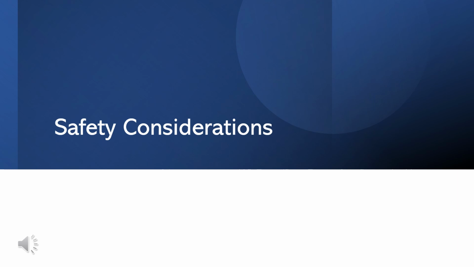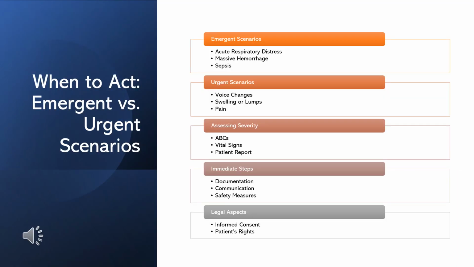Safety considerations. Let's take a second to clarify the difference between emergent and urgent. Something that is emergent needs to be seen right now. Think of the word emergent like emergency room. Whereas something that's urgent does need to be seen, but it's not quite the same level. Urgent, like urgent care. Get it? Okay. Now that we have that well understood, let's look at some emergent scenarios in laryngeal cancer.